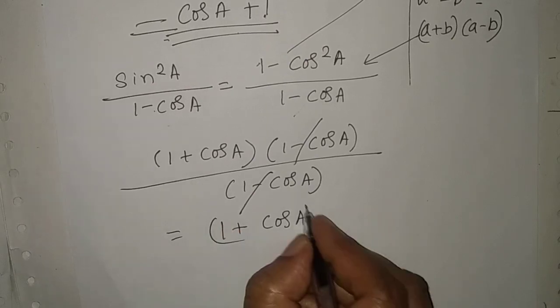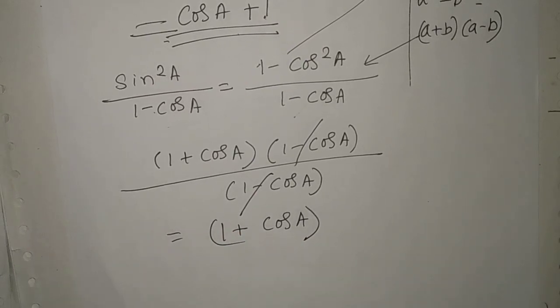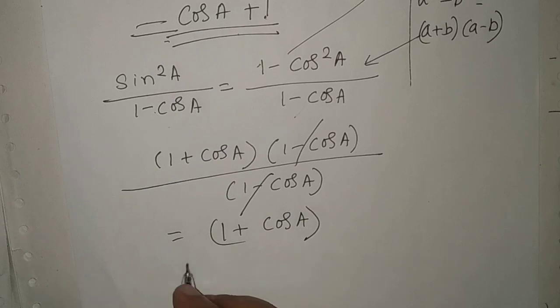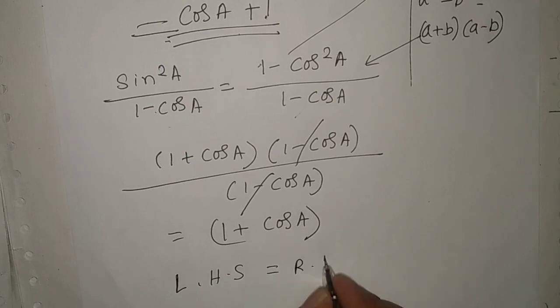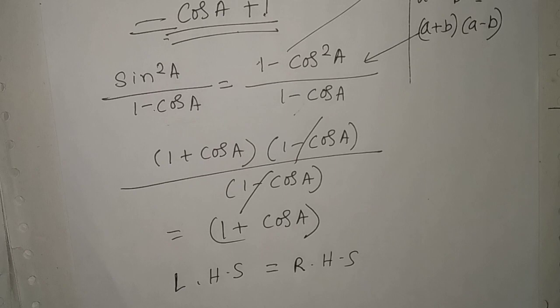So we took both sides and we proved it. Therefore finally LHS is equal to RHS. So this is the solution. We completed 5 questions in the exercise 11.4.